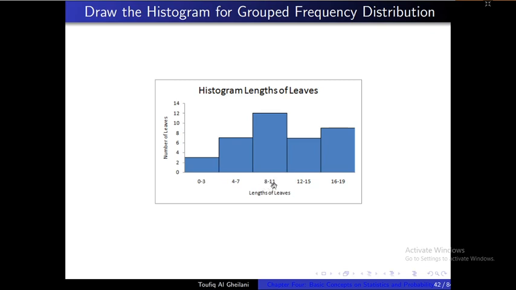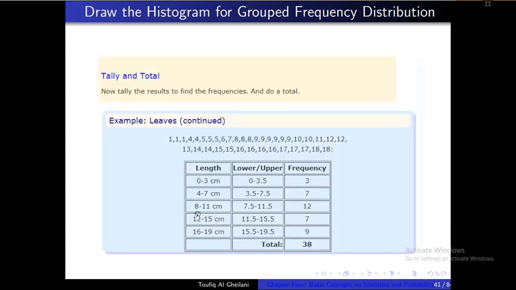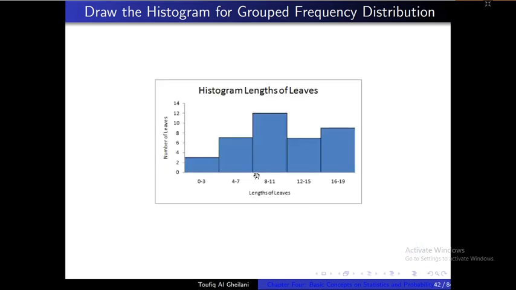And between 8 to 11, the frequency is 12, so we make the rectangle with height 12, and so on. And we see this histogram.